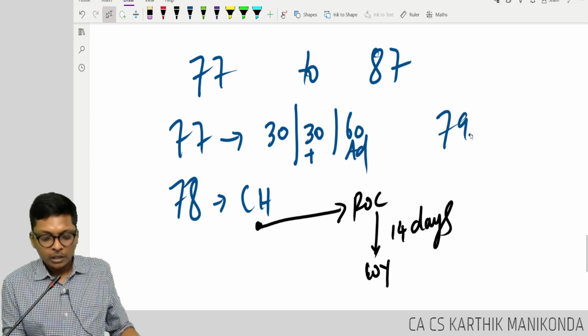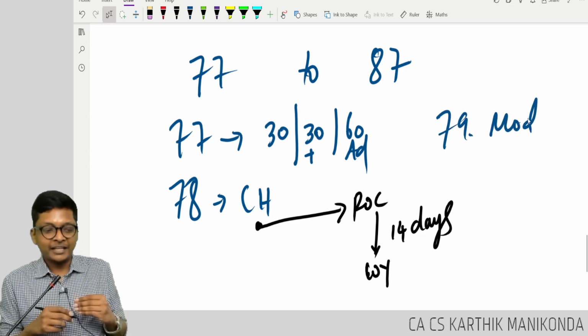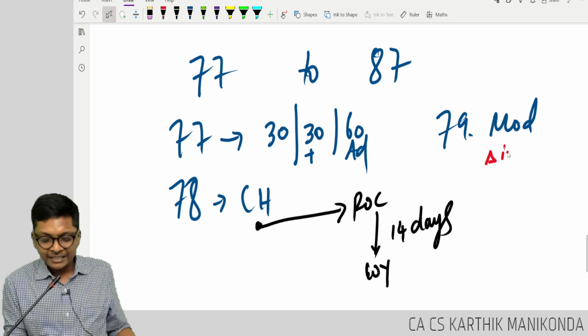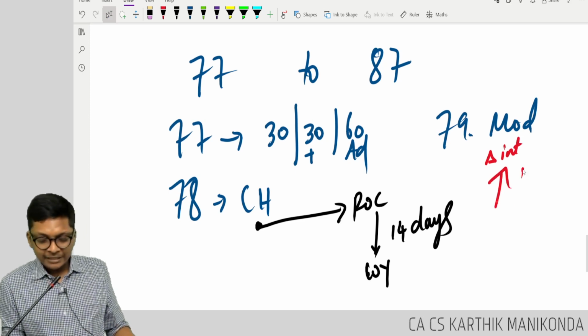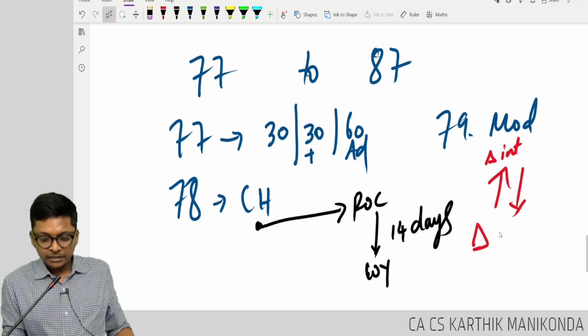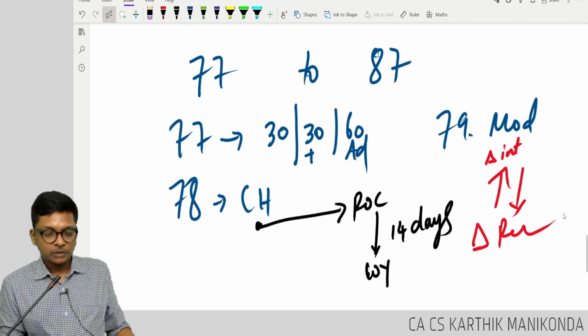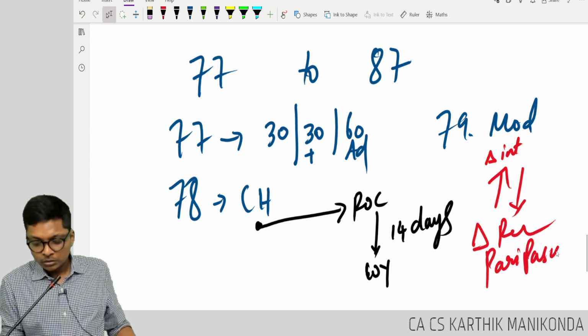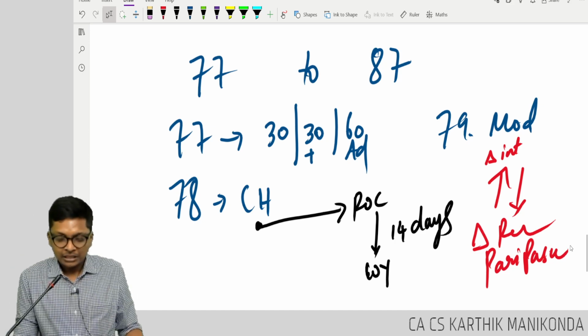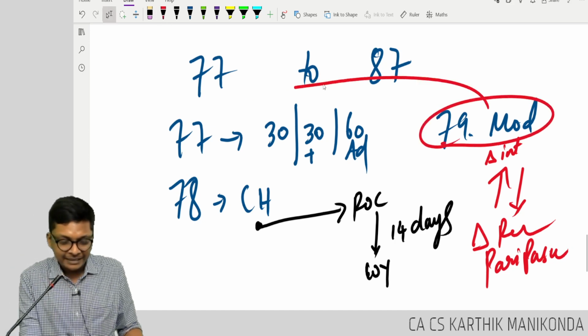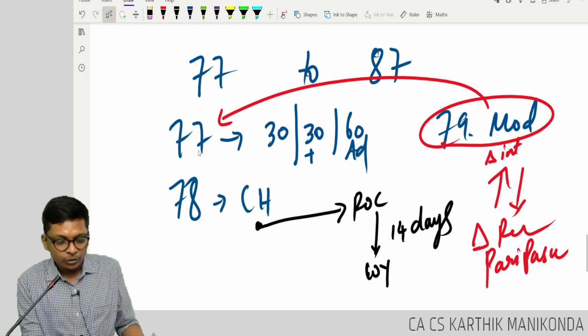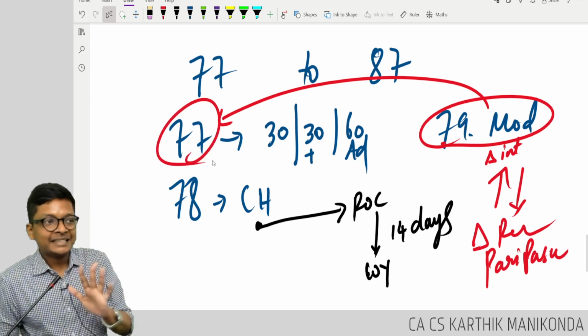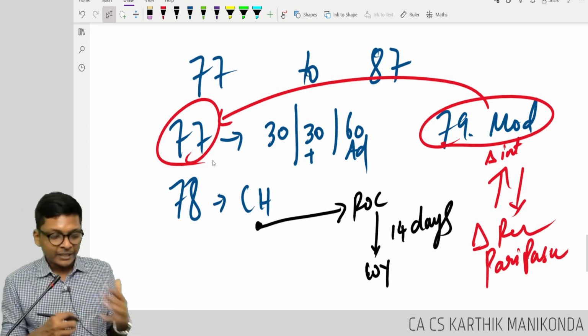What is 79? Modification of charge. If there is going to be things like change in interest rate, increase or decrease of limit, change in repayment schedule, these cases, or converting the charge into a pari passu charge, then modification means you will immediately intimate the ROC as per section 77. Are you guys following? Quick revision for everybody.